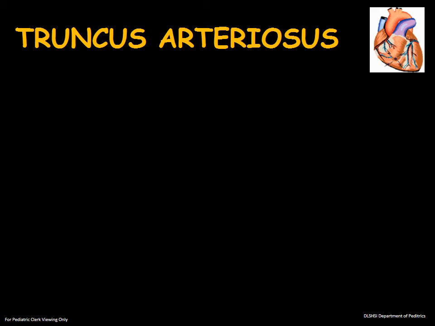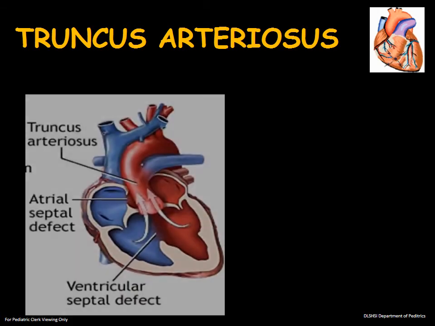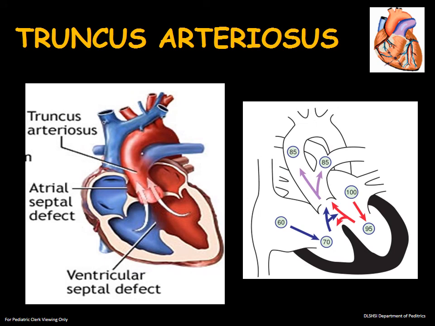Next, we'll discuss truncus arteriosus. There is a large ventricular septal defect and a single trunk that arises from the ventricular septal defect. Mixing occurs through right to left shunting across your VSD, and there is only a single trunk wherein both oxygenated and unoxygenated blood will be directed to your single trunk going to your systemic and pulmonary circulation.